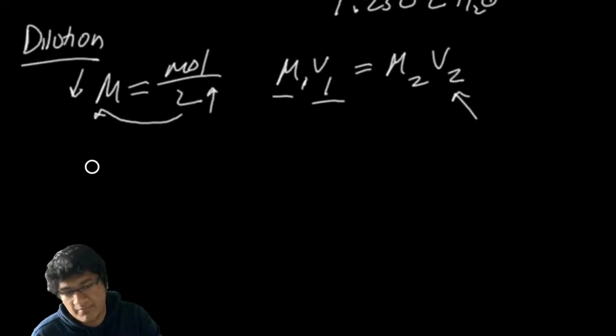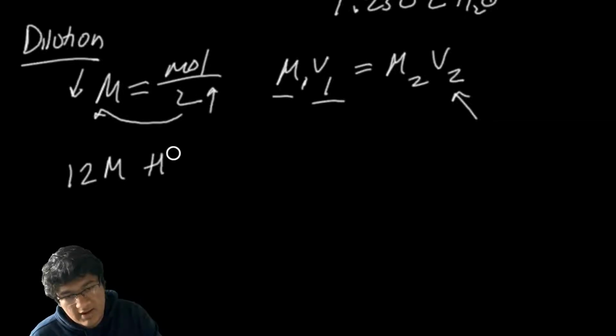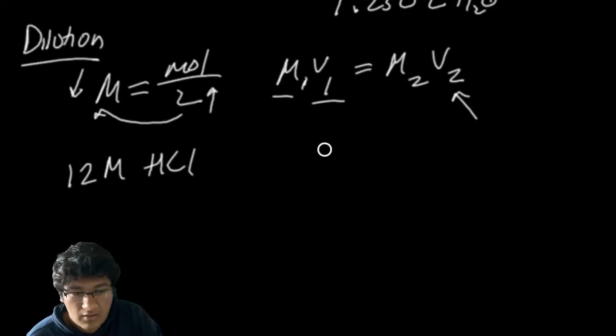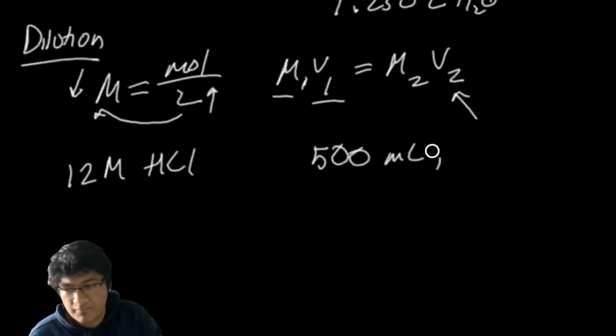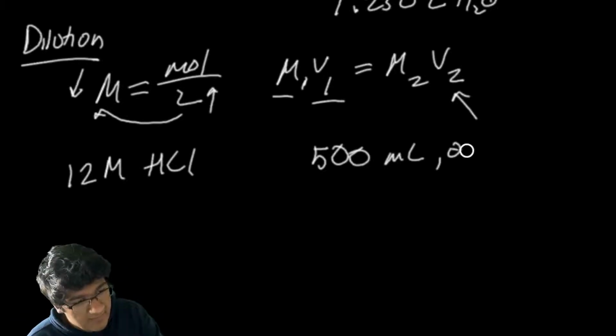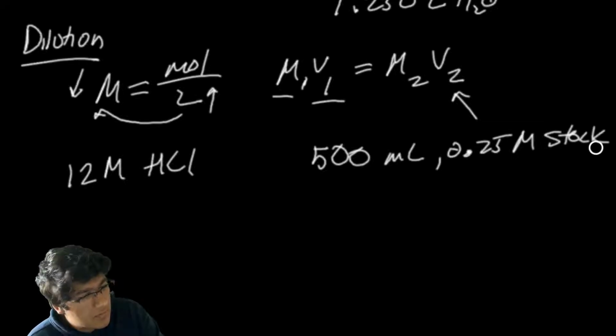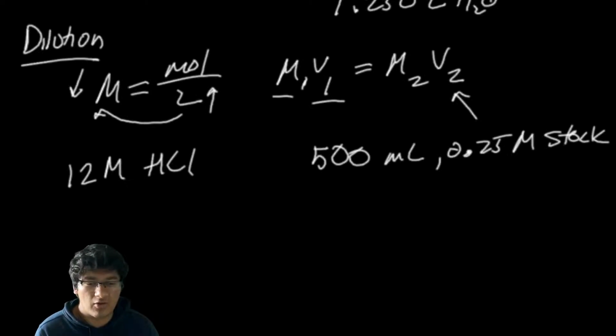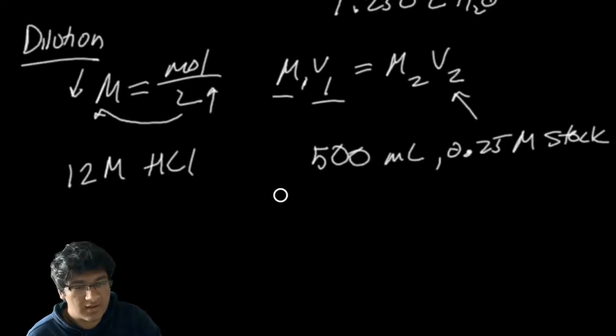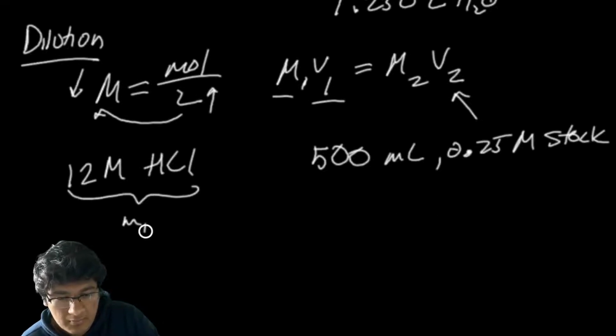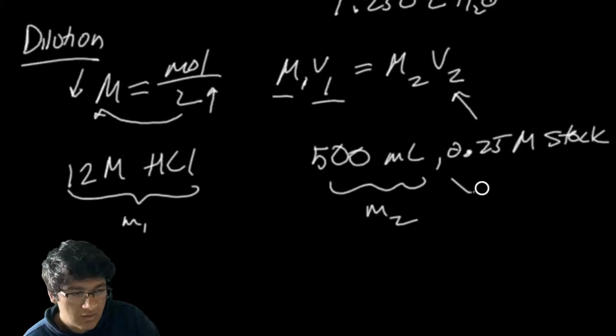So say I have 12 molar HCl, and I want to make 500 milliliters of 0.25 molar HCl solution. Let's just call it stock. How much volume of HCl will I need to dilute to make that much? So let's see, we know M1, we know M2, we know V2.